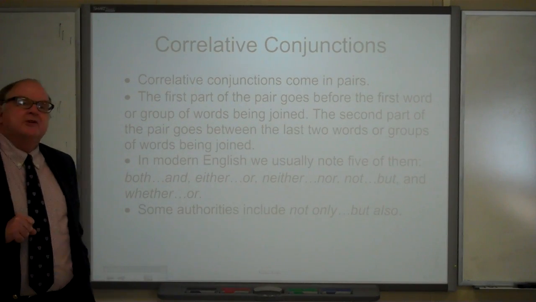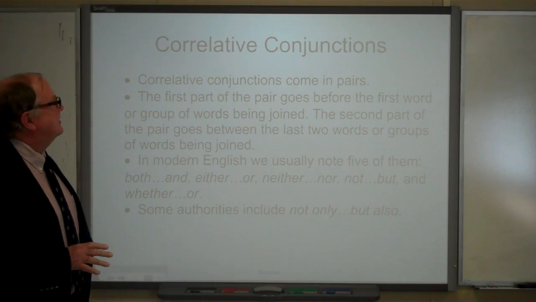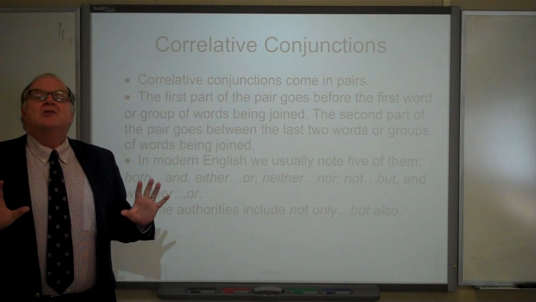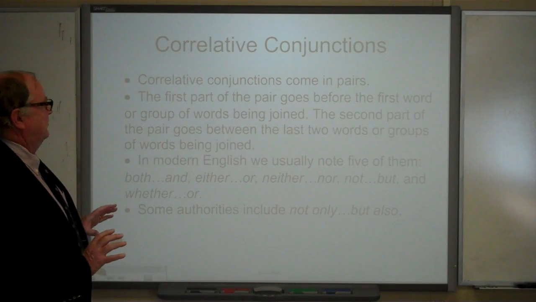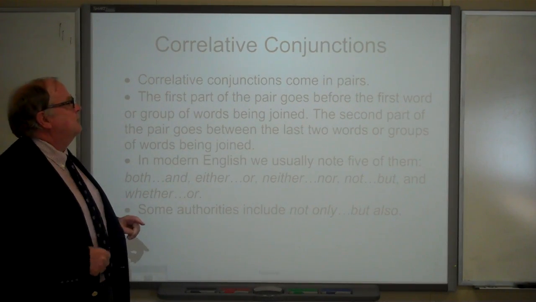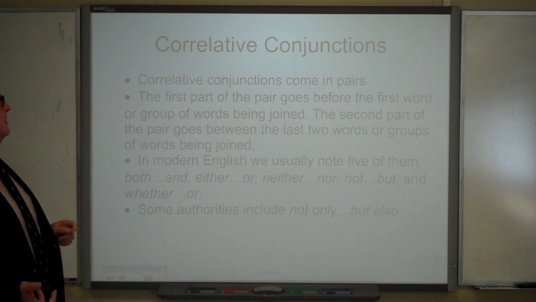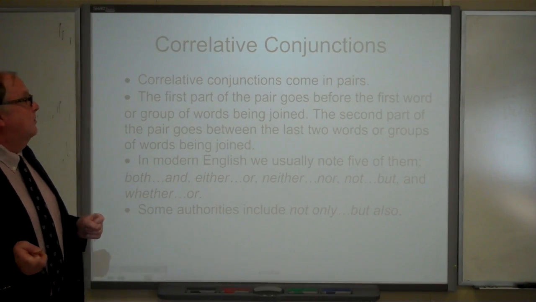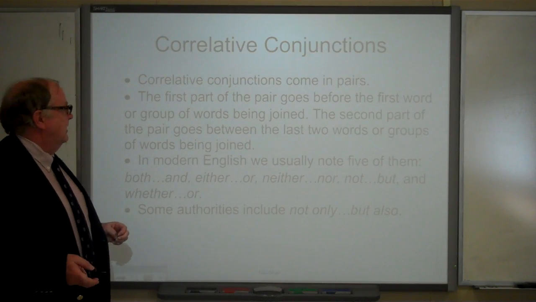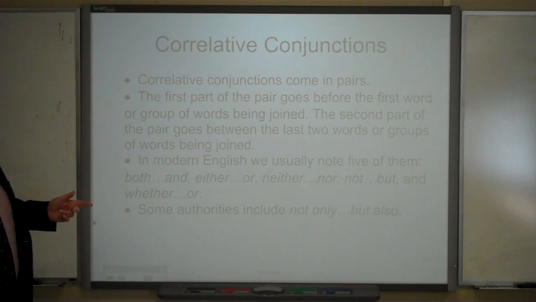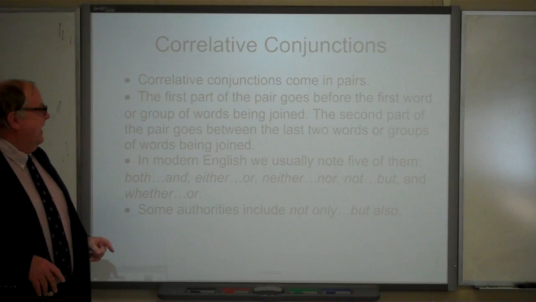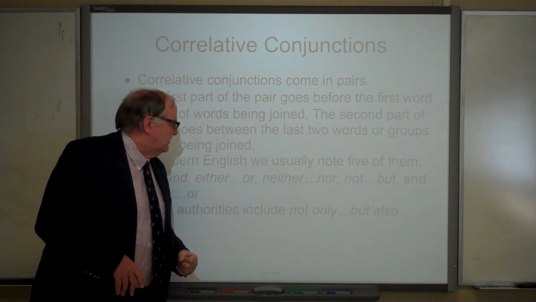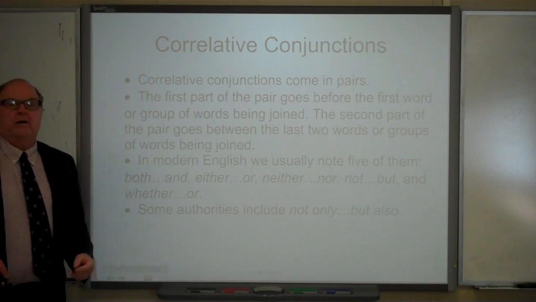The second type of conjunctions we have are correlative conjunctions. Correlative conjunctions are a little bit tricky because they come in pairs. The first part of the pair goes between the first word or group of words being joined, and the second part of the pair goes between the last two words or groups of words being joined. In modern English, we usually know five of them: both/and, either/or, neither/nor, not/but, and whether/or.